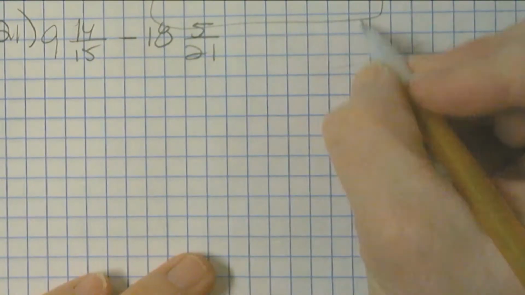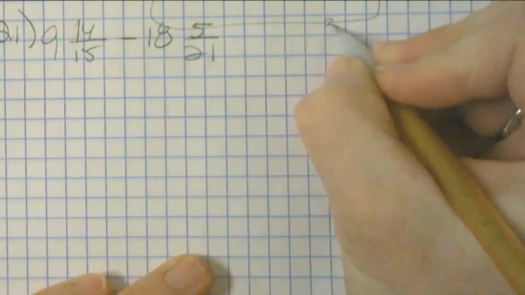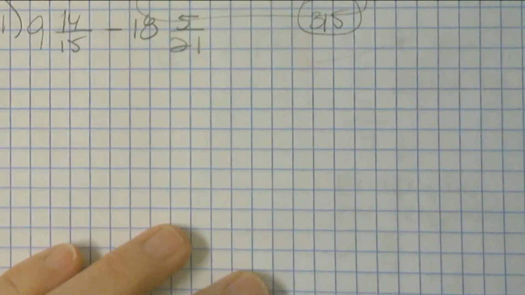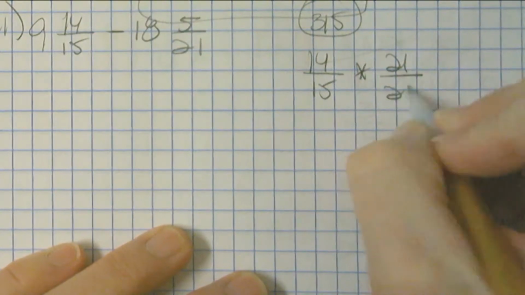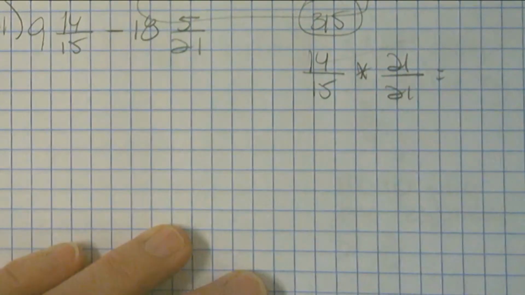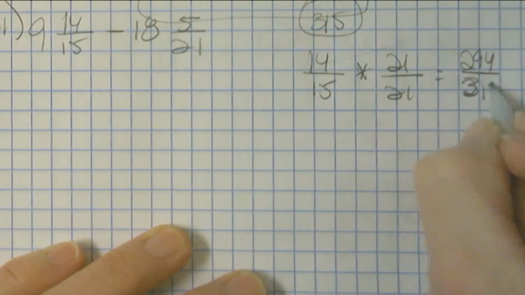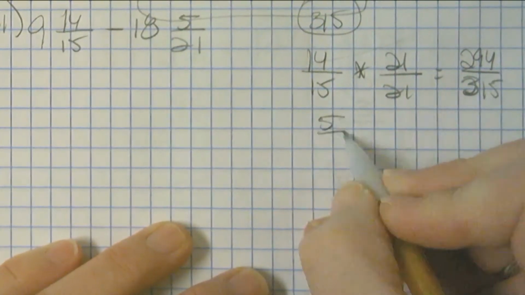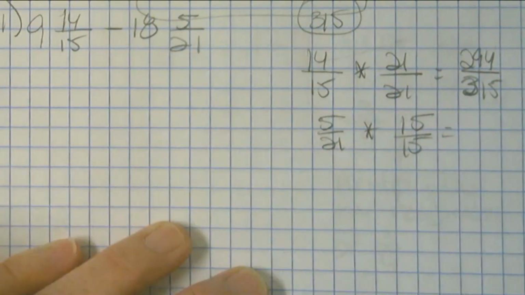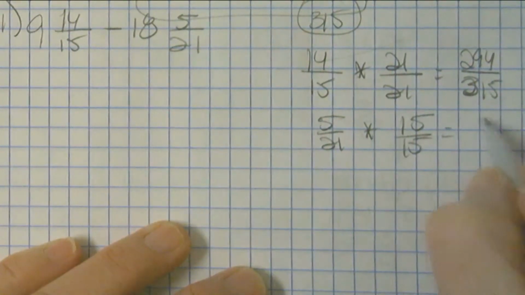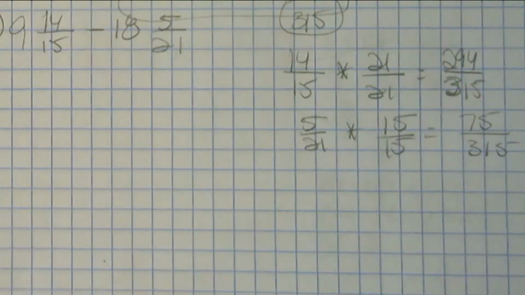All right, so 15 times 21 is 315. So I'm going to use 315 as my common denominator. So I have 14/15ths times 21 over 21. So 14 times 21 is 294 over 315. And then I have 5/21sts. I'm going to multiply that by 15 over 15. So 5 times 15 gives me 75. So that's 75/315ths. So AJ, are you good so far?